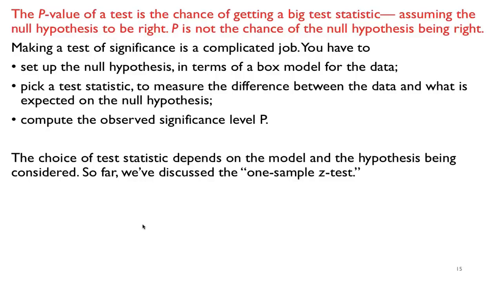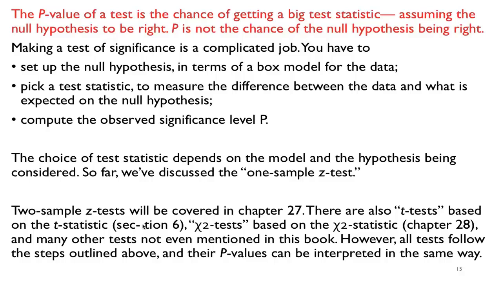So this is called a one sample z-test, what we did in this lecture. There's also a two sample z-test in chapter 27 of our textbook. There's also a t-test, chi-square test. There's a lot of different tests. And the point here is that all of these tests, no matter how you compute the statistic, the whole process is the same as what we just talked about.